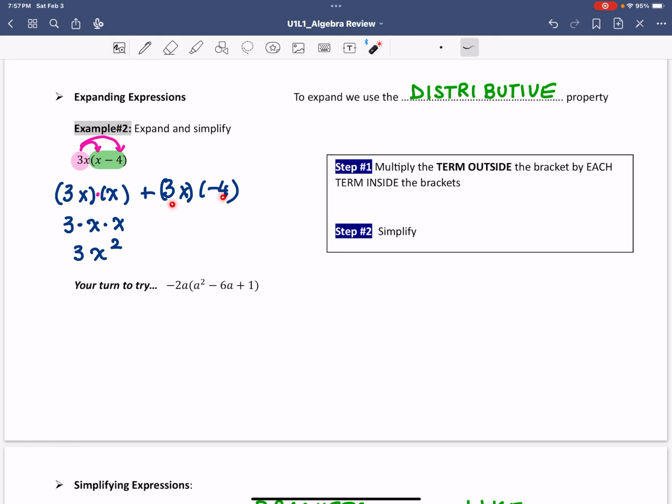Next, we have 3x times negative 4, which is basically 3 times negative 4 times x. 3 times negative 4 is negative 12 times x. There is nothing that we can simplify. The terms are from highest to lowest degree, which means that we have simplified the expression.